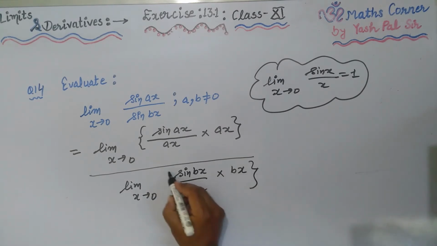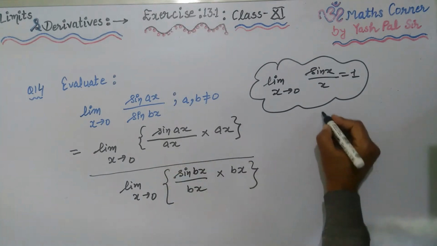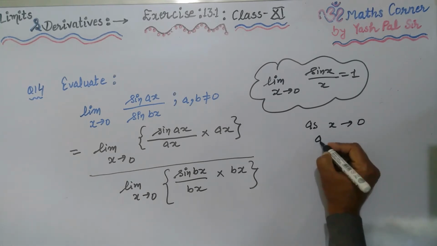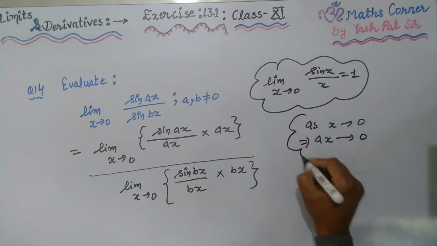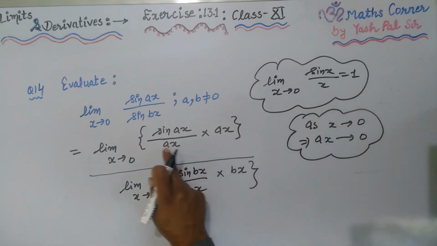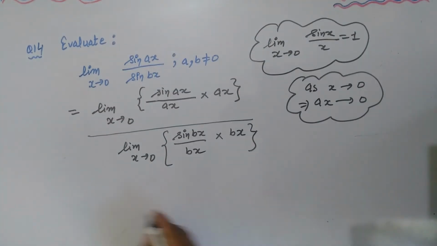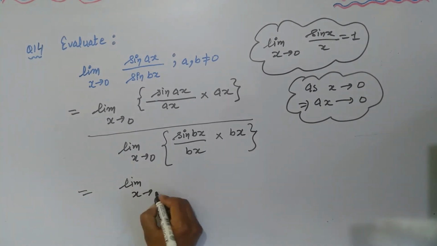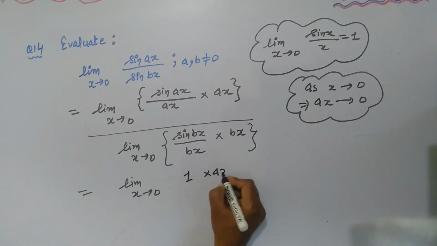So this is what we have done here. Now what happens? As x approaches 0, ax also approaches 0, right? So in the numerator, sin ax upon ax becomes equal to 1. So we write, this is equal to limit x approaches 0, this whole becomes 1 into ax.